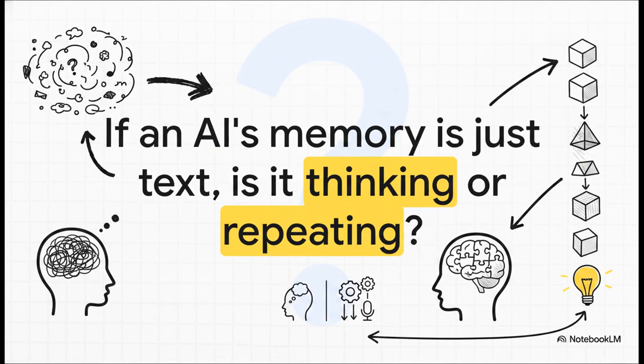So we'll end with a question for you to think about. If an AI's memory is just a big pile of unstructured text, is it genuinely reasoning, or is it just performing some really advanced pattern matching? By shifting to a structured, logical format like HDLF, we're not just compressing data. We are fundamentally changing how an AI remembers, reasons, and ultimately, how it understands our world.